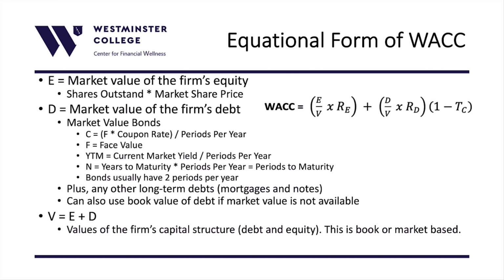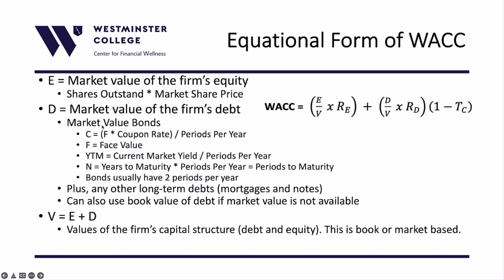So this is the equational form. E is the market value of the firm's equity. So this is the shares outstanding and the market price per share. And then D, as indicated above here, is the market value of the firm's debt.